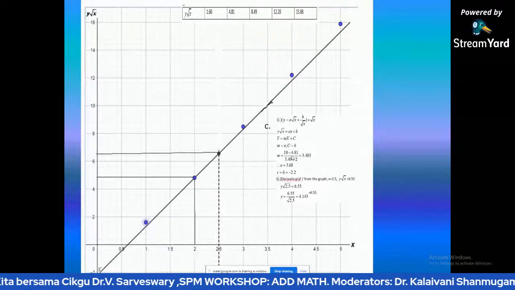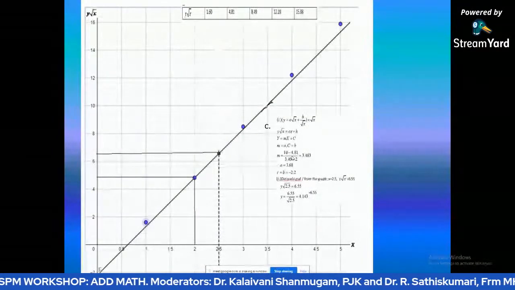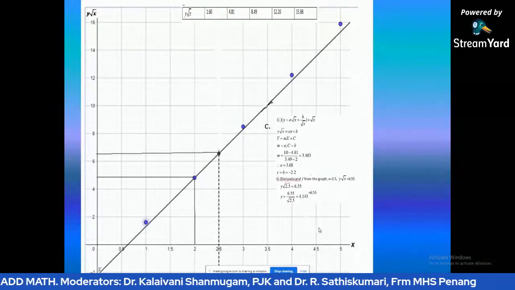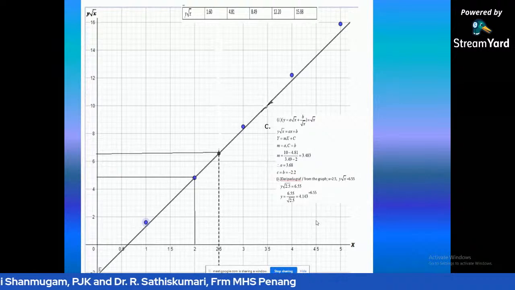Compare the value of A. Find the gradient. Your gradient must be from 2 points on your straight line. Okay, and also C2 is also here. Okay, so all your answers should be on that graph paper itself.